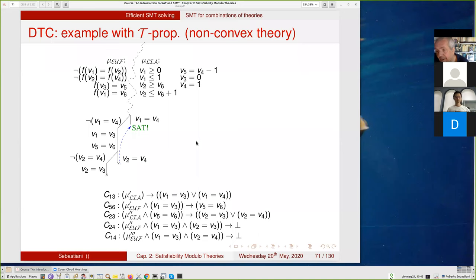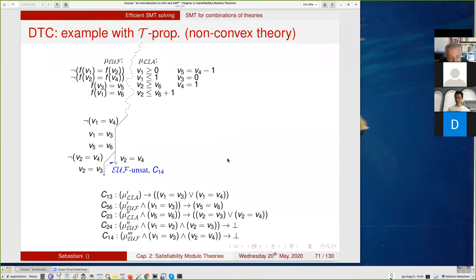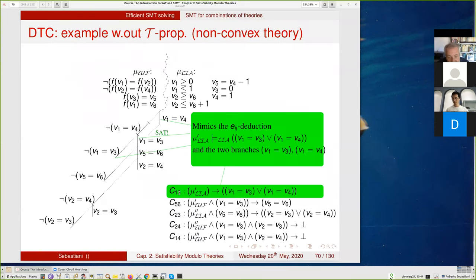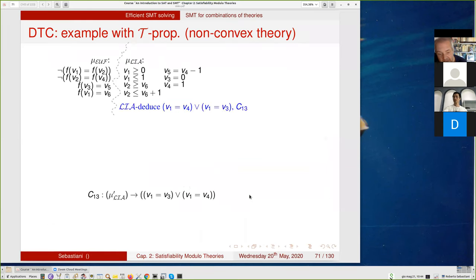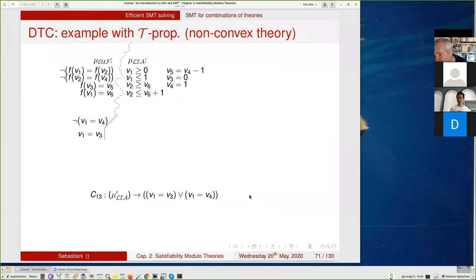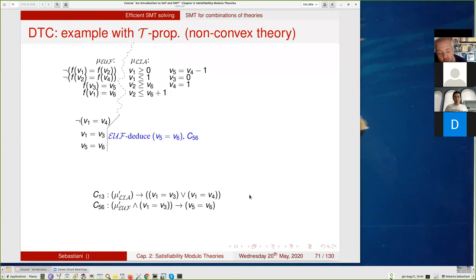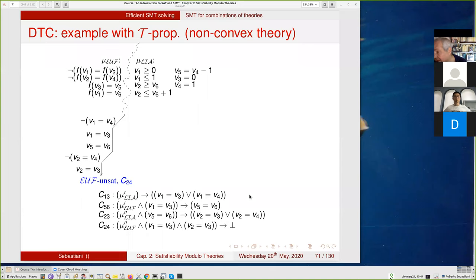So with the same hypothesis as Nelson Oppen, it does at least the same steps as Nelson Oppen, but typically does more, does much better. Why? Because in the meantime, in both cases, we have learned plenty of clauses involving interface equalities. What does this mean? That every time in a different branch, we need the same deduction from the theory solver, we don't redo that because we already have the clause which mimics the deduction. So this is done by the SAT solver by unit propagation.